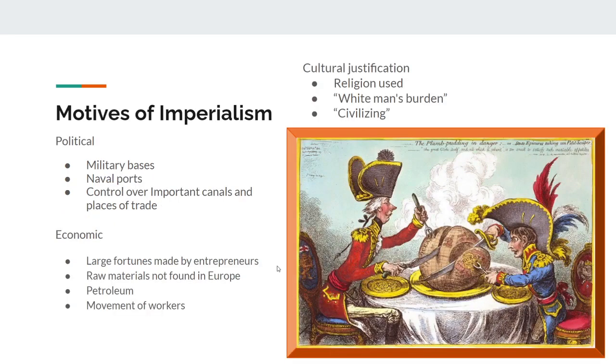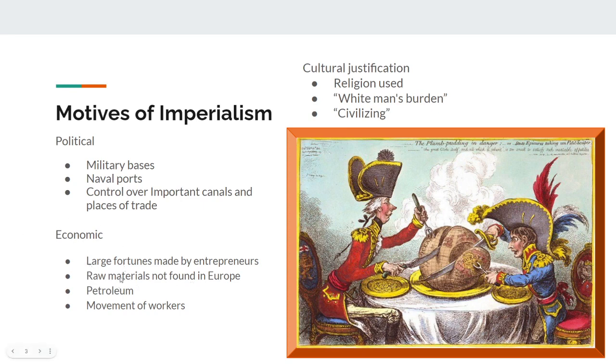Motives of imperialism. There were many. To start, political motives. Political motives were wanting to have military bases and naval ports around the world that would provide a very good strategic advantage in case a war broke out. And another one was control over important canals and places of trade, because that would give your economy better power while stopping enemies from getting stronger economic power as well.